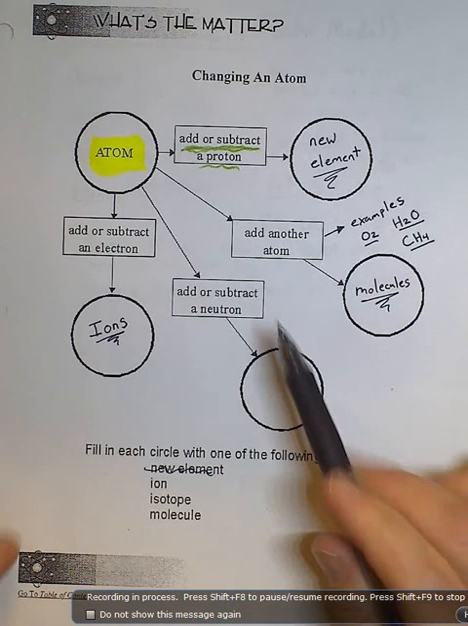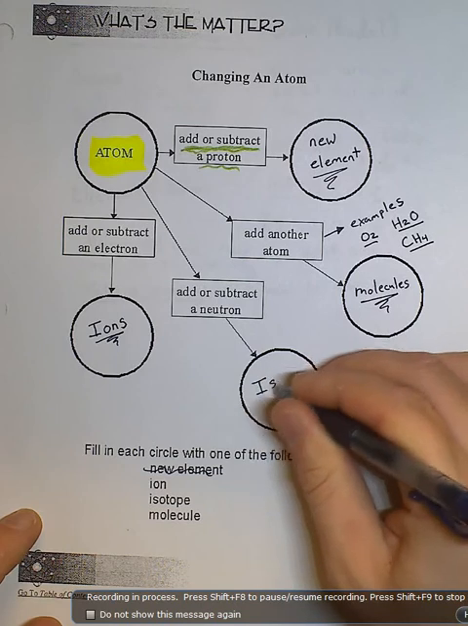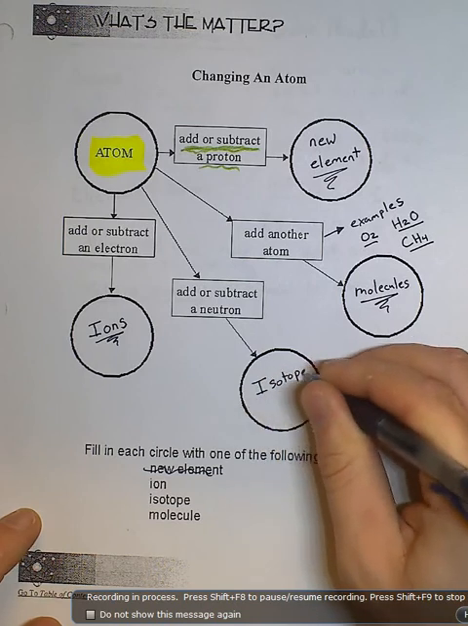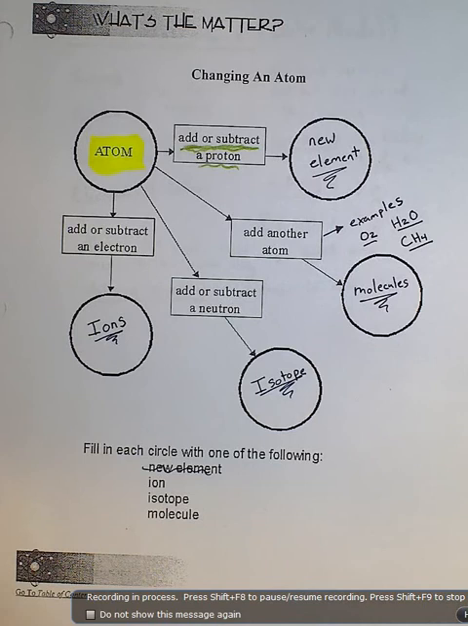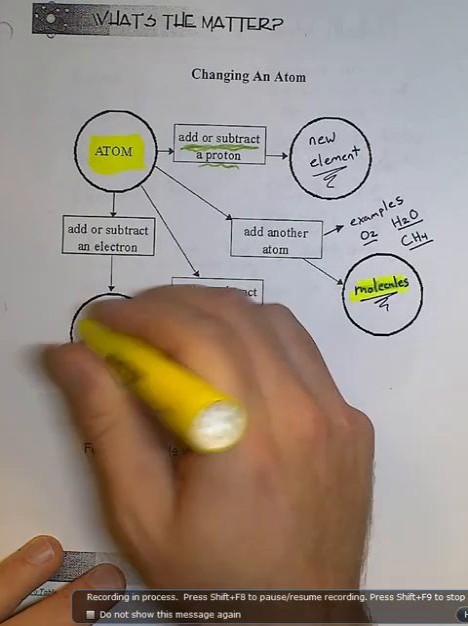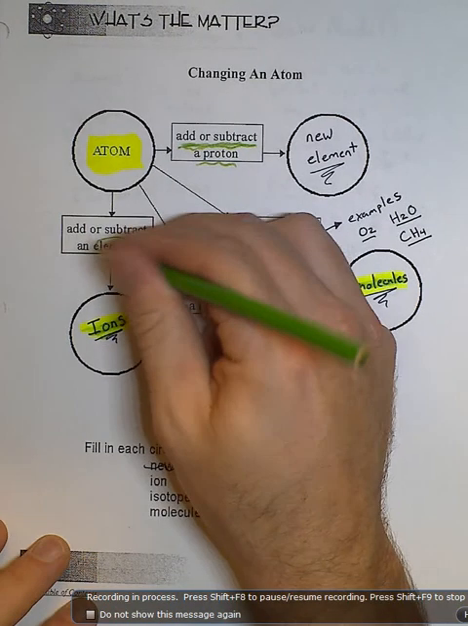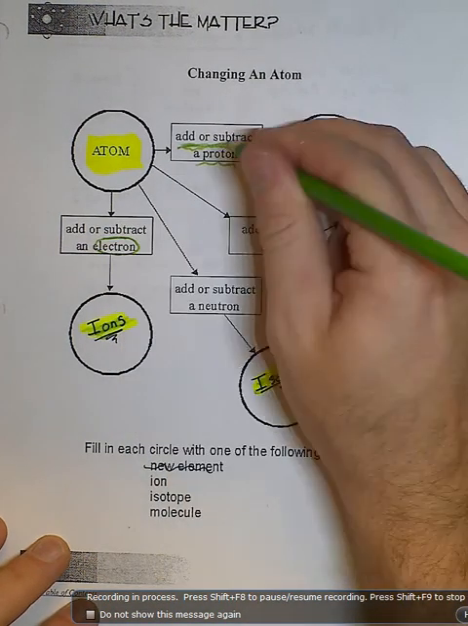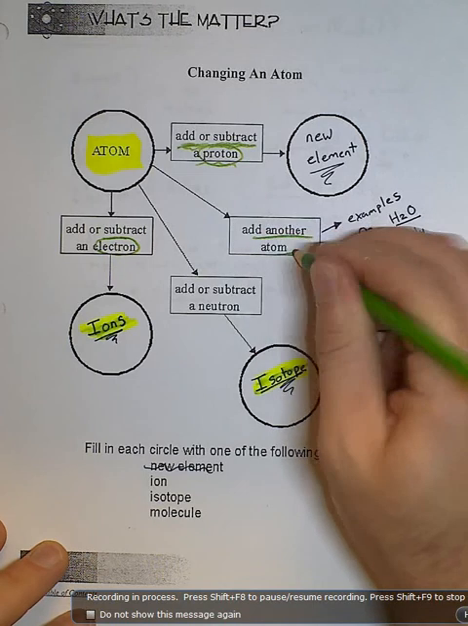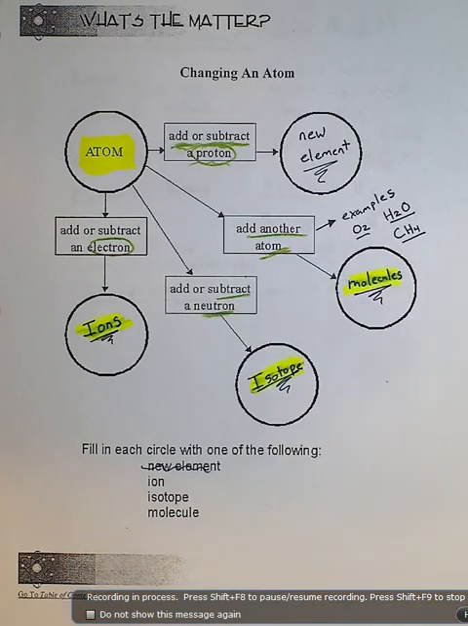If we add or subtract neutrons, that's what's going to get us an isotope. These we're going to break down a little bit later in the week. But we need to know the difference between atoms, molecules, isotopes, ions. This is when we add or subtract electrons, add or subtract protons, a completely additional atom, add or subtract a neutron.